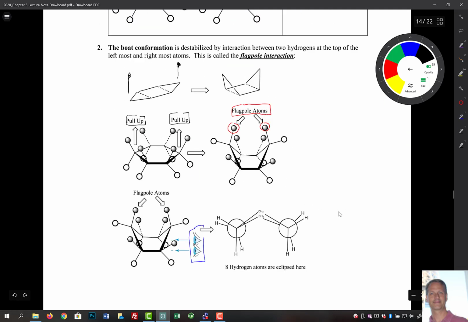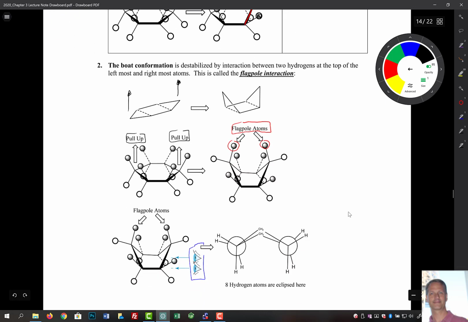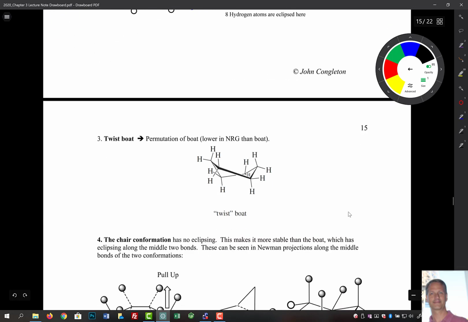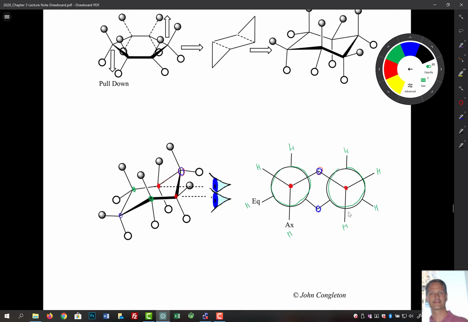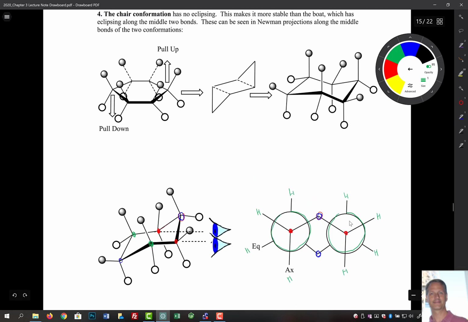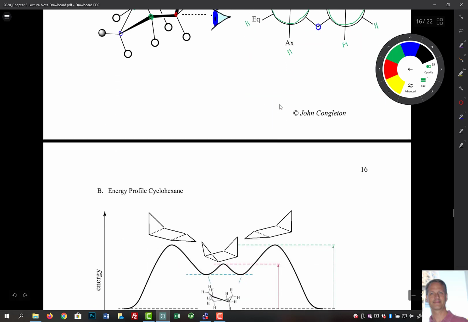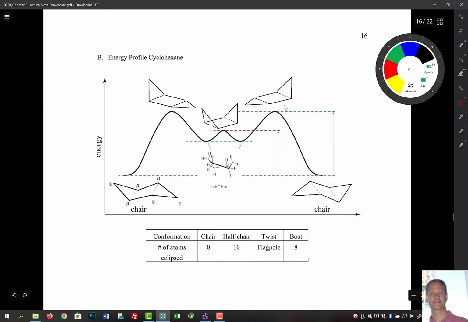So the question is, we've got this half chair, we've got this boat conformation, we've got this twist boat, we've got this chair conformation. They all differ in energy. Notice that the chair has no eclipsed H's, so it would make sense that that might be the lowest energy. So if we look down here below, here's a nice little picture of our energy profile of cyclohexane. So we're starting off over here. Here's our chair conformation. With the chair conformation, we have 0 eclipsed H's. So low energy.